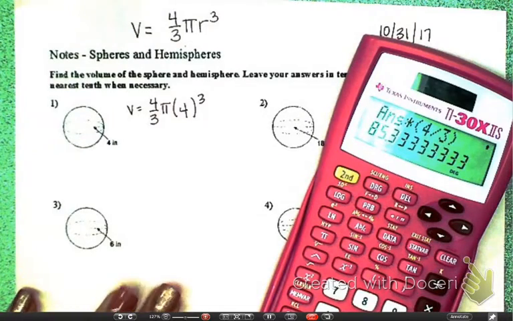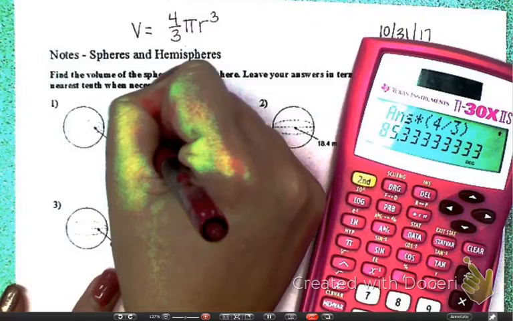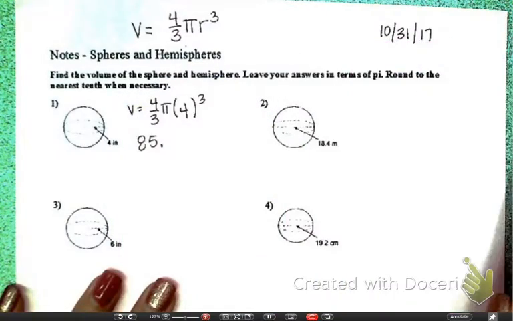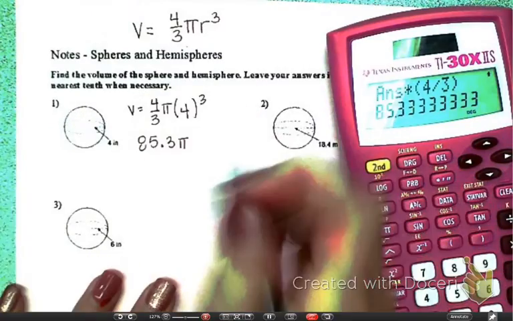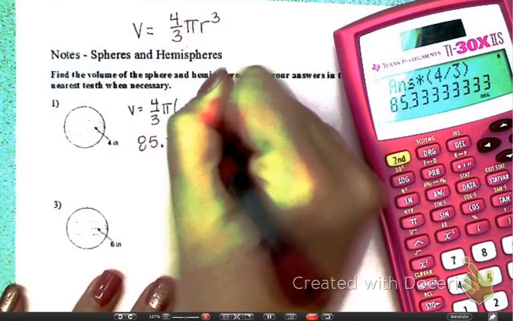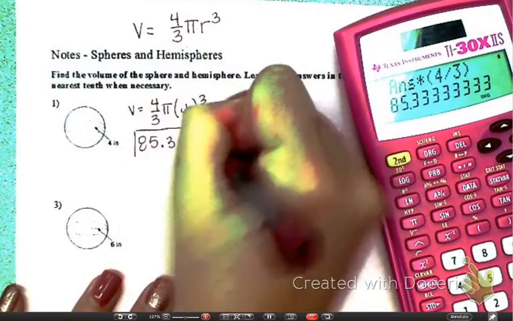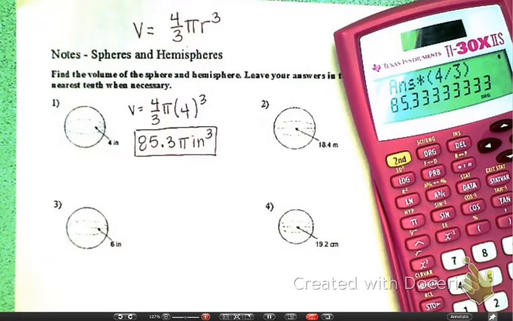And you end up with 85 point, let's see, what does it say, round to the nearest tenth. So 85.3 pi inches cubed would be your answer for volume. 85.3 pi inches cubed.